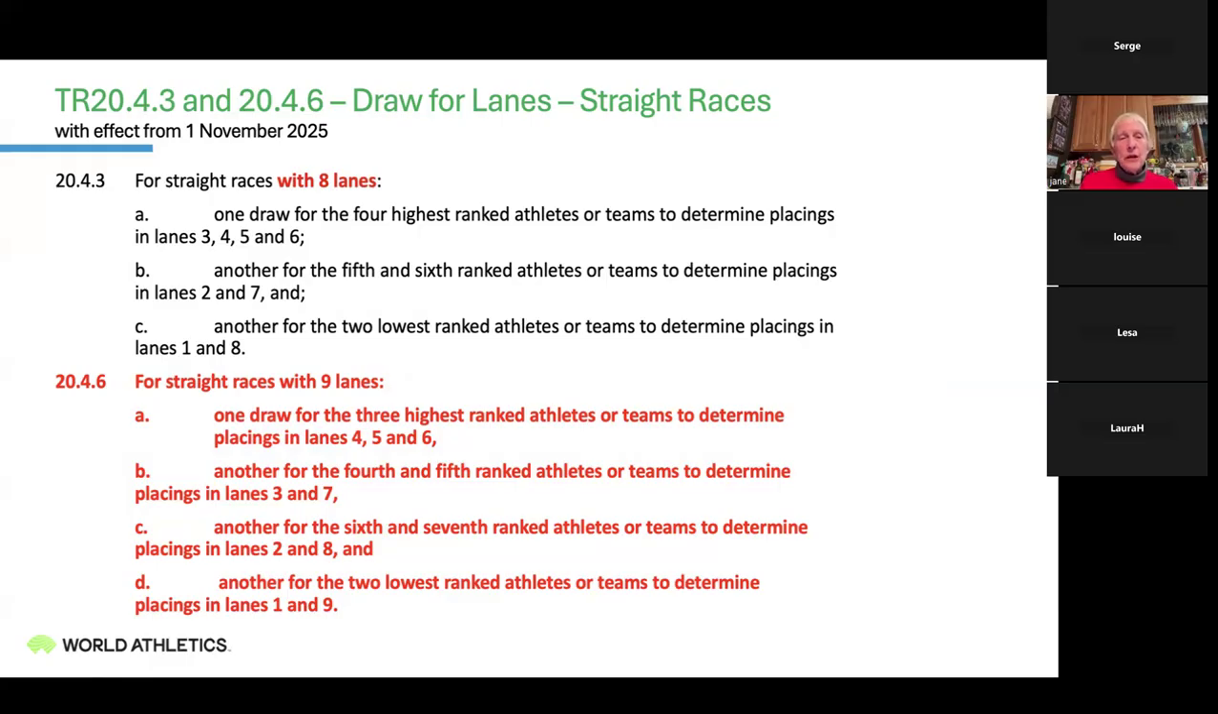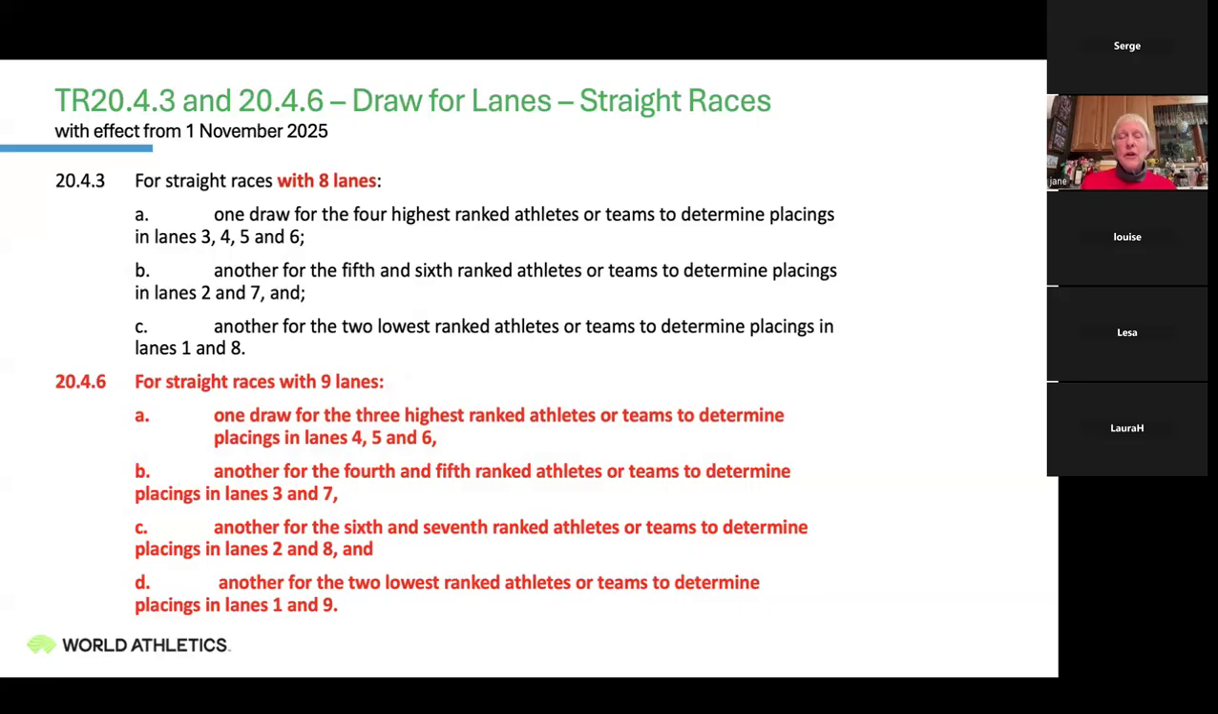We've got 3 draws. The primary lanes are 3, 4, 5, 6. The second draw is for lanes 2 and 7, and the third draw is for lanes 1 and 8. Now, if you have 9 lanes, you end up having 4 draws because the 3 primary lanes for the 3 highest ranked athletes are going to be 4, 5, 6.